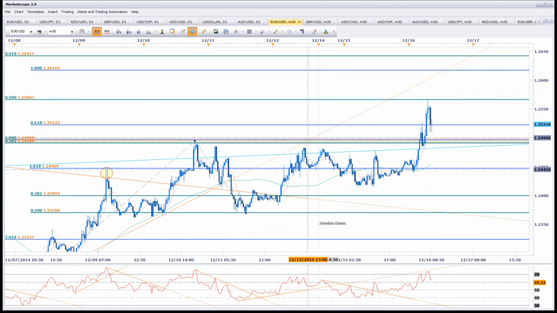Again, the momentum signature is very constructive on the pullback since the start of the week. There's a 40 hold, that's the 60 break. Momentum signature at this point turns more positive.